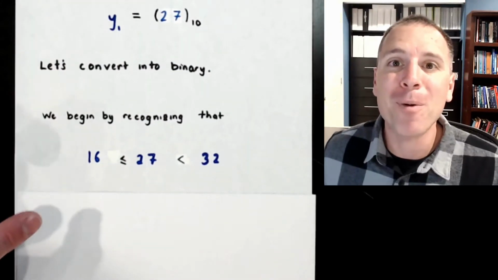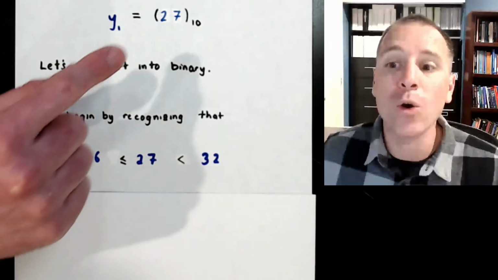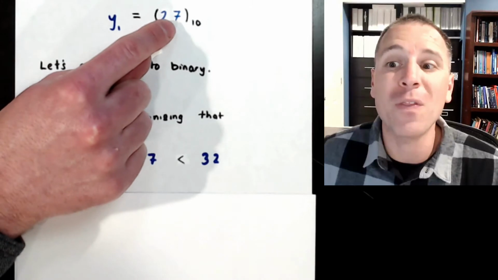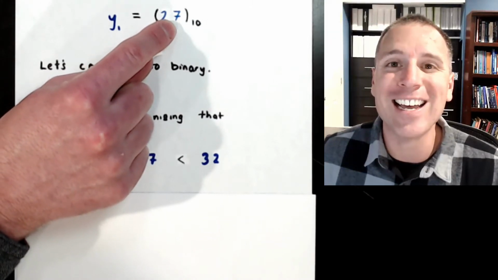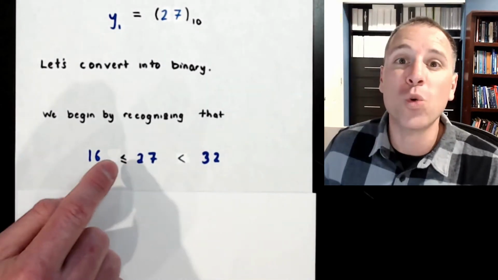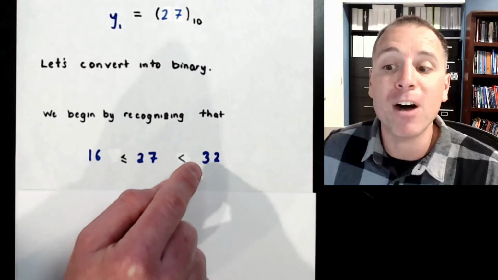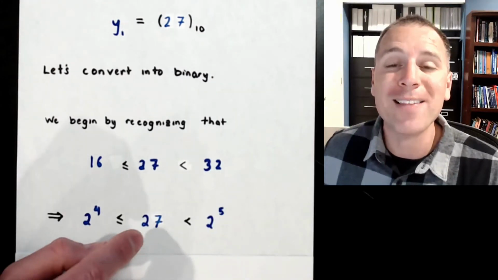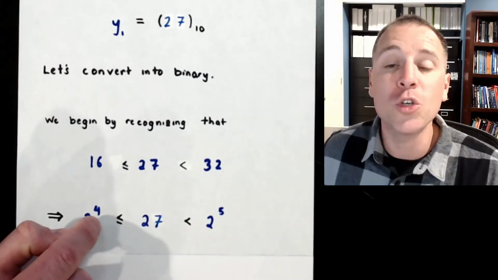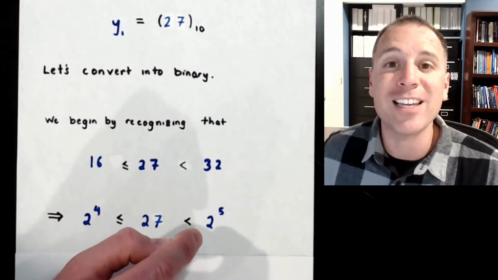We remember from a previous video that we can answer this question by identifying the powers of 2 that sit on the left and right-hand side of this decimal representation. In this situation, we know that 27 is bounded below by 16 and bounded above by 32. When we write that using powers, we know that 2 to the 4th is less than or equal to 27, which is strictly less than 2 to the 5th.